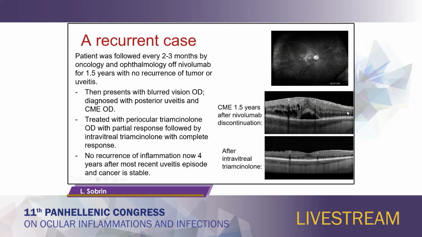And you can see he has posterior uveitis. There's a significant amount of leakage on the fluorescein angiogram, and the disc is leaking as well. And you can see he has really significant CME, more than he had at his initial presentation. And this is after not receiving any checkpoint inhibitor for 1.5 years.